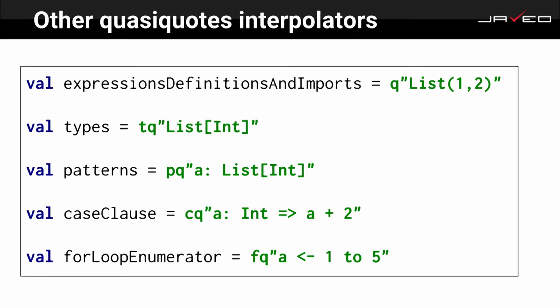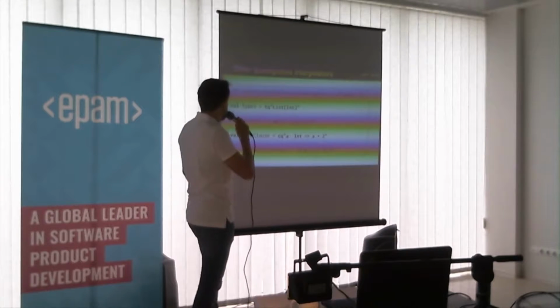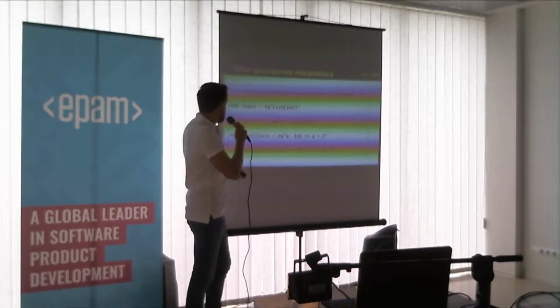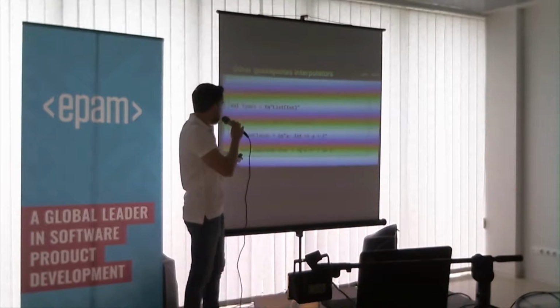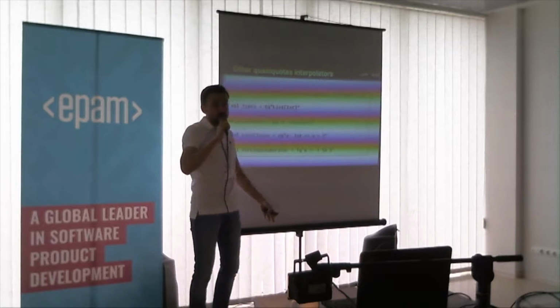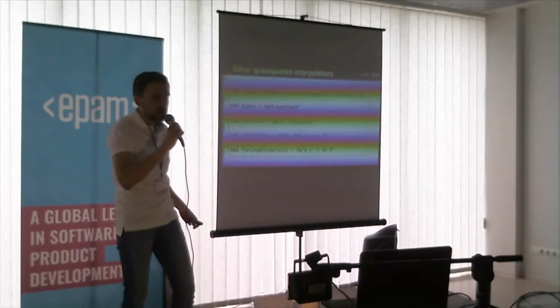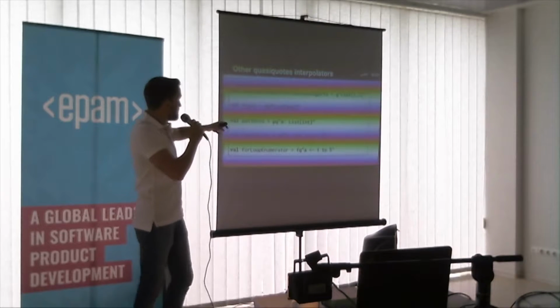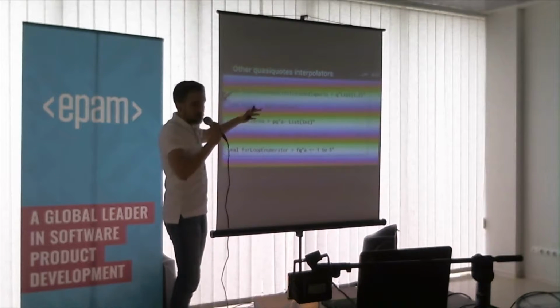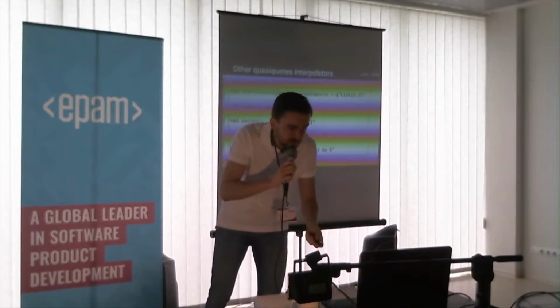Quasi-codes also come in many flavors. In the documentation you will find different interpolators for building different structures. If you want to build a type, you will use the TQ interpolator. If you want to build the body of a case clause, you will use the CQ interpolator. If you want to build a for loop enumerator, you will use the FQ interpolator. In my blog post you will find other examples of these interpolators. This is from the documentation. You will also find this in the documentation.